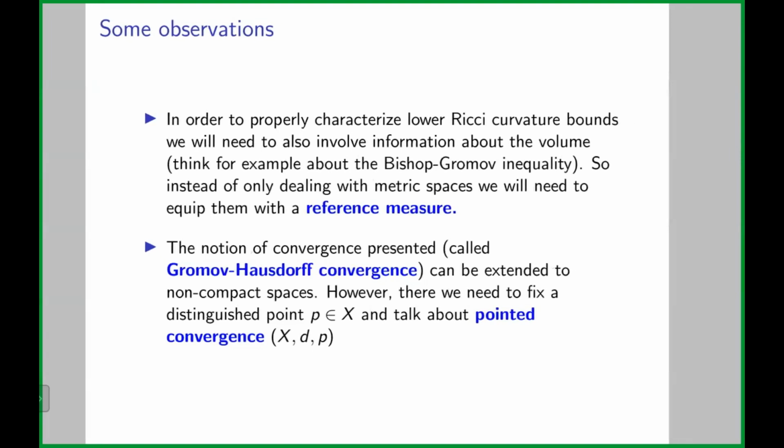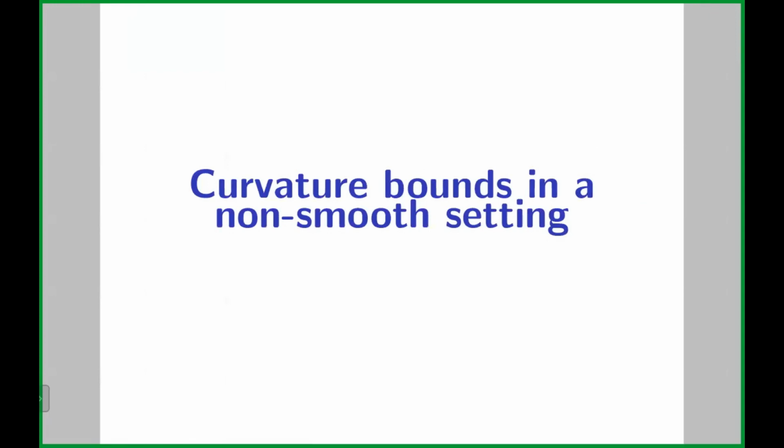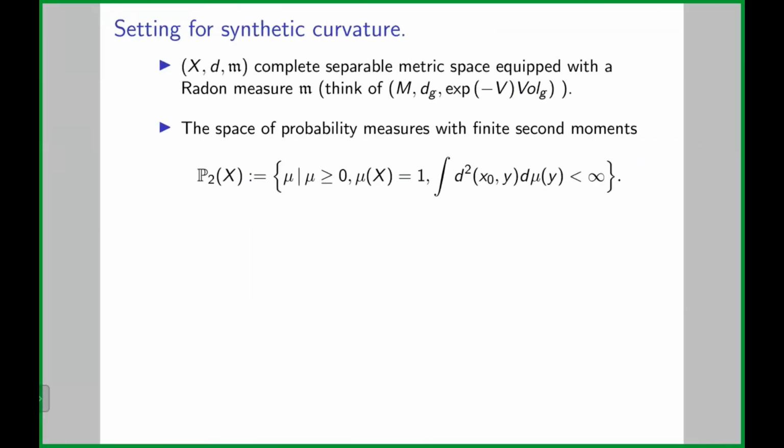So now that we have a bit of motivation about the convergence of spaces, let me talk a bit about the curvature bounds in this non-smooth setting. These are the spaces we'll be working with. Let (X,d,m) be a complete separable metric space equipped with a Radon measure m. As I said, the example to keep in mind is a Riemannian manifold with the distance induced by the metric g, and for the measure, take the volume with some density. Now we will need an auxiliary space, which is the space of probability measures with finite second moments. That is, probability measures such that the integral of the square of the distance from a fixed point x0 is finite.